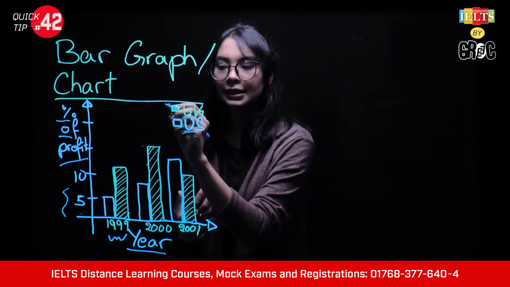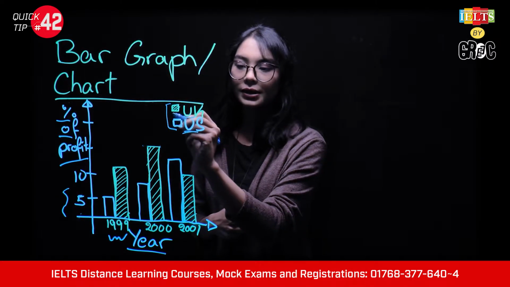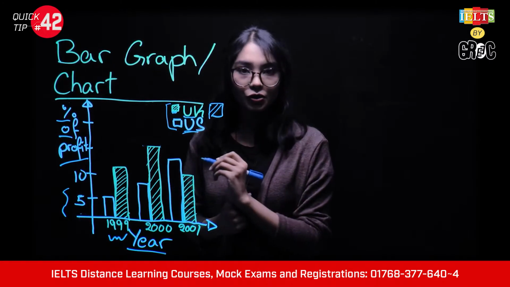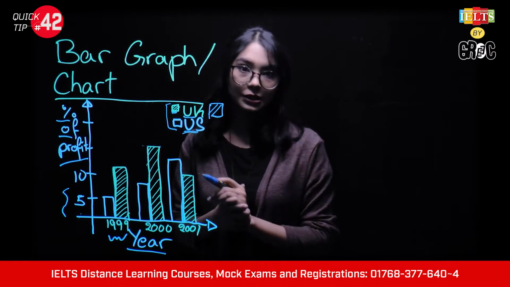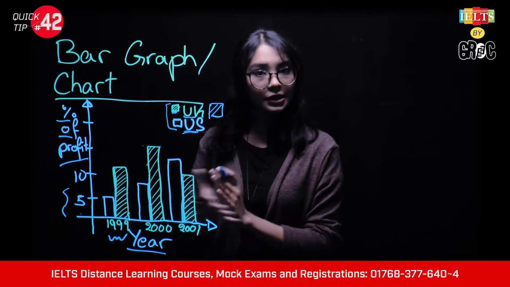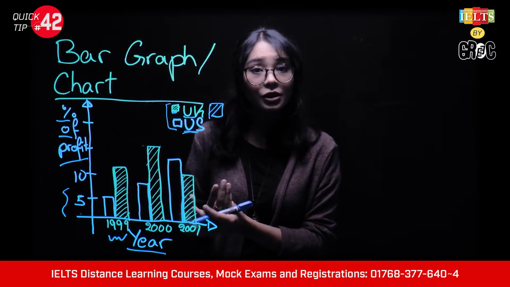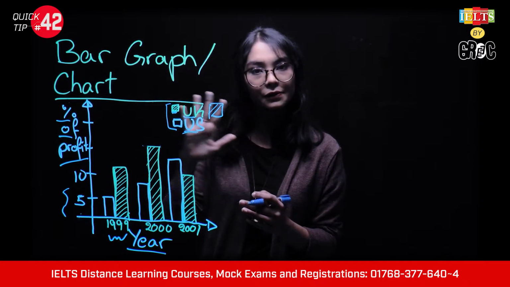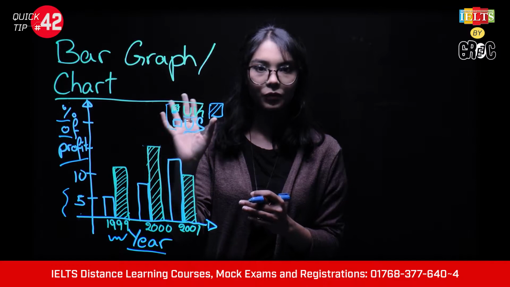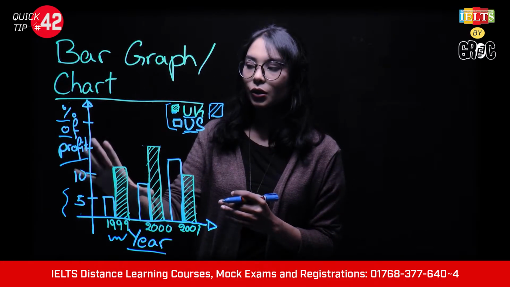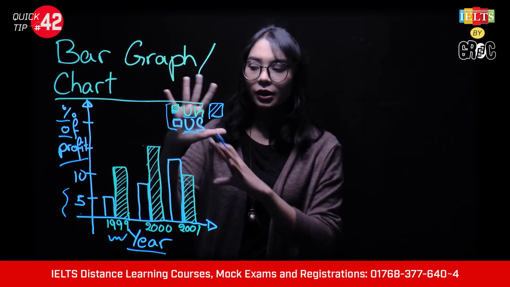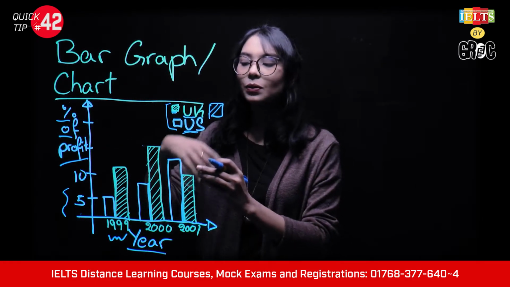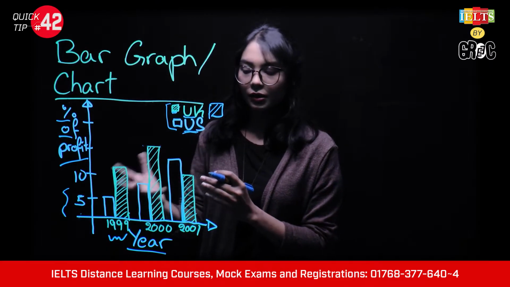And here they have given a key. So the ones with these stripes are for the UK, and the one without stripes is for the US. Obviously they can also use colors here to show this, two different colors or two different shapes, whatever it is, they will give you a key to differentiate like this. All right? Okay. So you have understood the whole graph, the whole bar. Now let's see what sort of information you have been given.